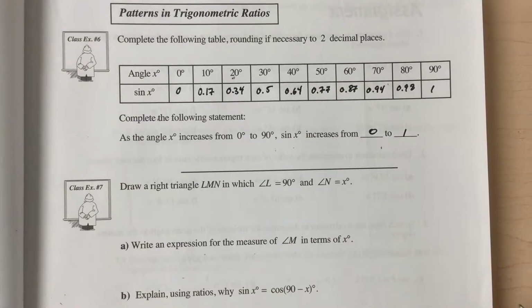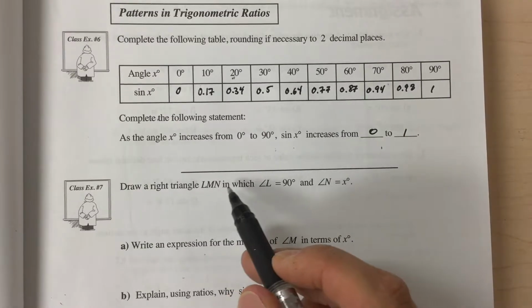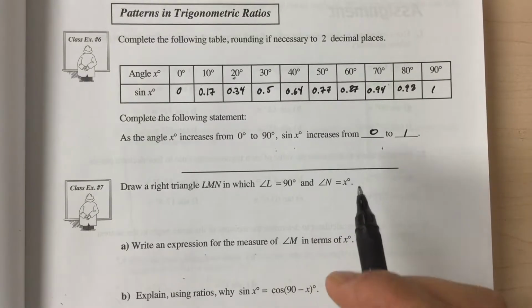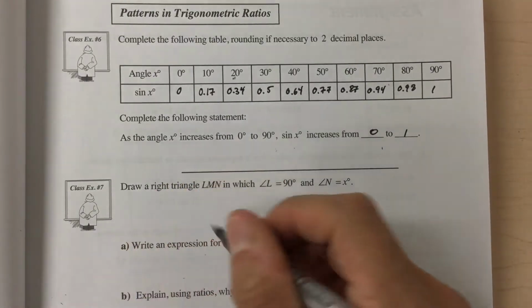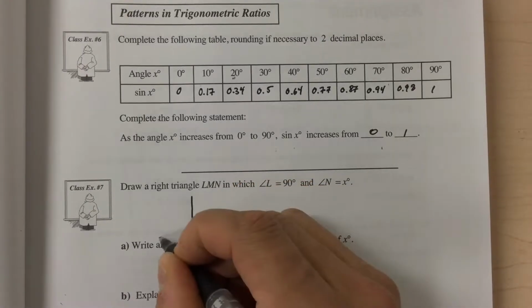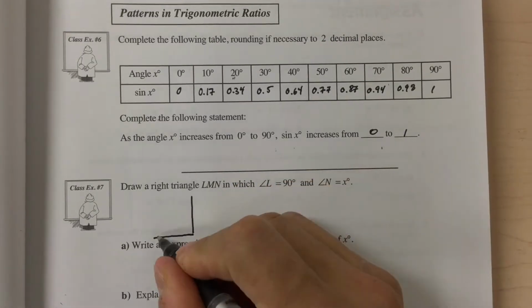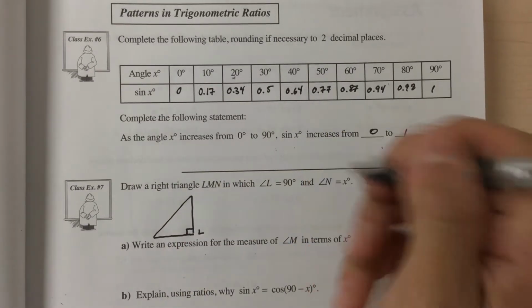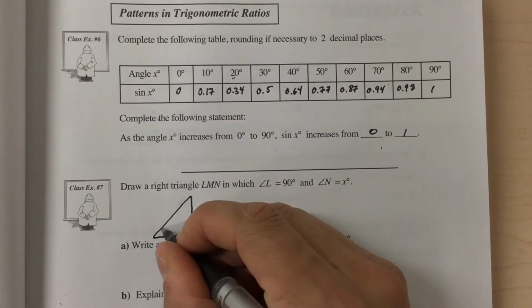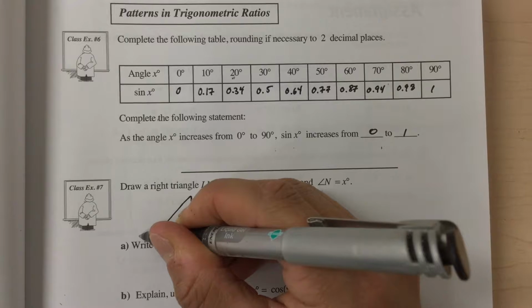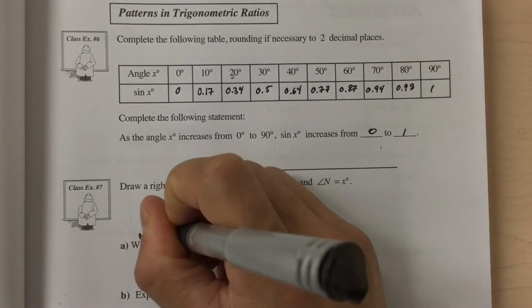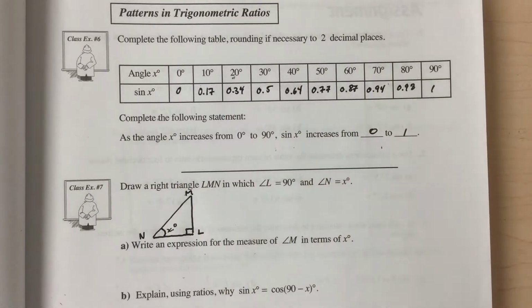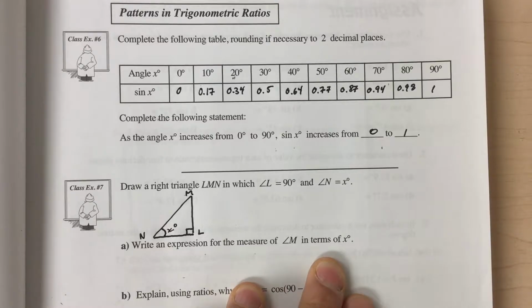All right, last example here. We want to draw a right triangle, LMN, in which angle L is equal to 90 degrees and angle N is equal to x degrees. So here's my right triangle, something like this. And angle L, we'll call that L, is 90 degrees. And angle N, we'll call it that, is equal to x degrees. And then we have side length m. So we want to write an expression for the measure of angle m in terms of x.